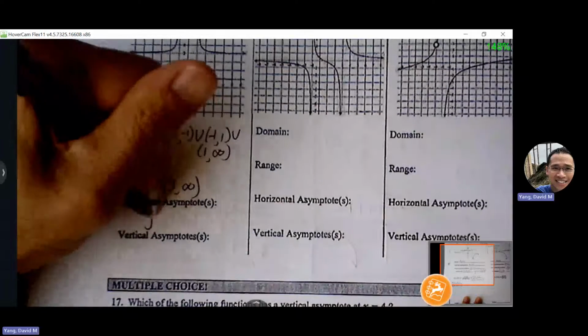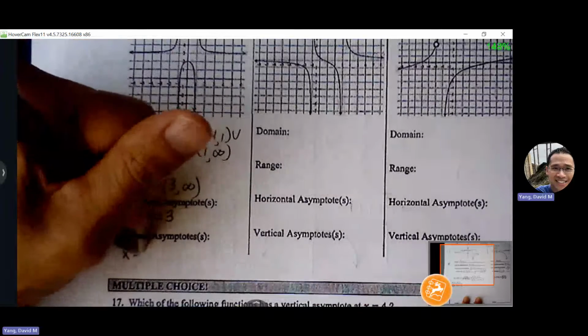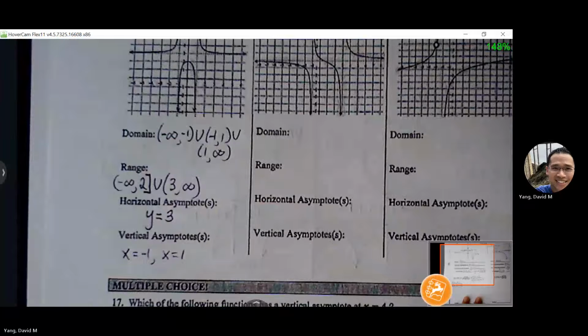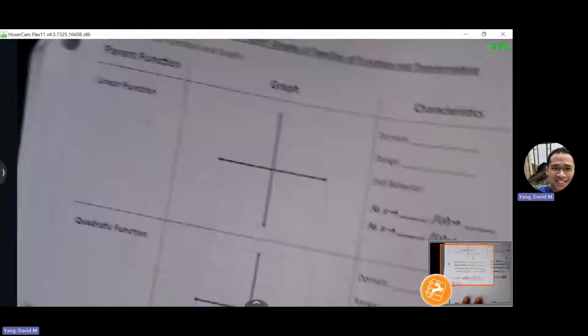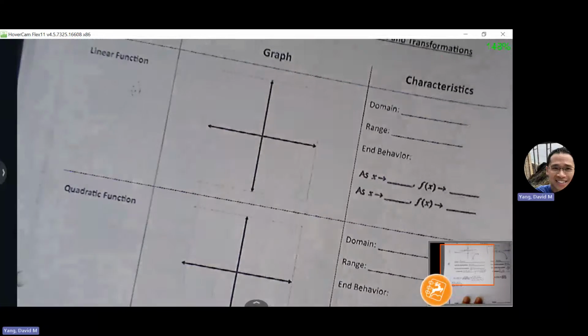Okay, we can tell where the horizontal asymptote is. We can also tell where the vertical asymptotes are. Okay, I'll leave the rest for you guys to do later. Let me just see if I can go through parent graphs with you. So page 5 and 6.